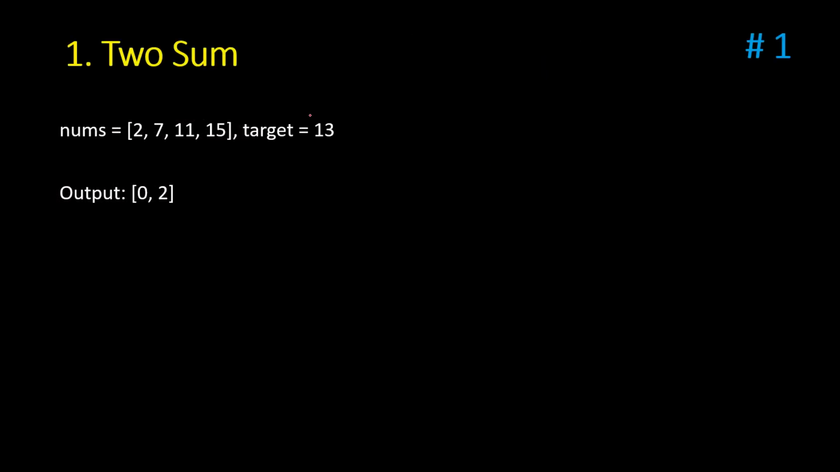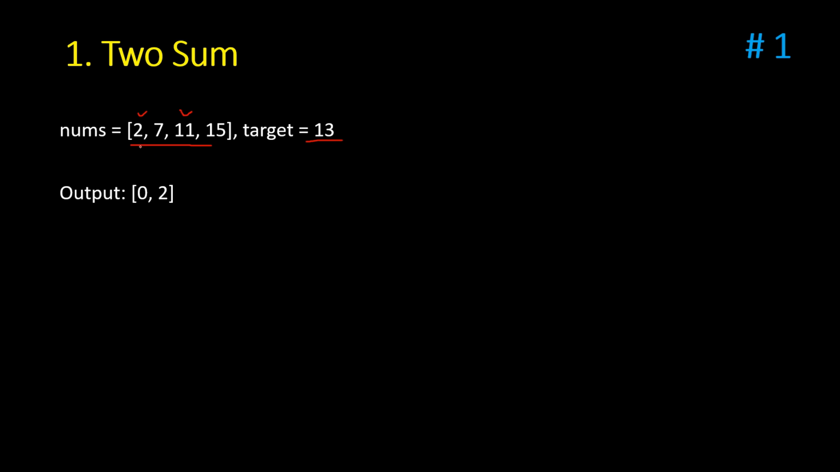So it's the two-sum problem. In this you are given a list of numbers and a target, and you have to pick two numbers which add up to this target. This is very popular and I would have covered it in other top 10 videos. In this case you can see that 2 and 11, if you add them you get 13, so you have to return the indices, start and end.